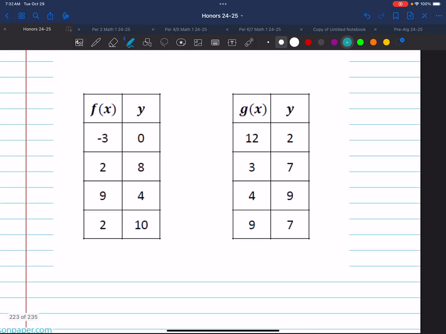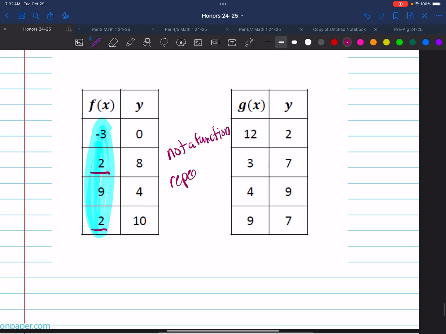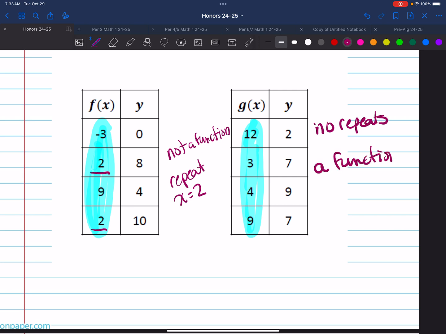All right, in this next one, we got a table of values. So we got these guys right here. We are looking for any repeats. We have repeats at the 2's, so this is not a function. If I drew these dots on a graph, it would fail the VLT. Looking at our next one here, we have 12, 3, 4, and 9. There are no repeats, so it is a function. So if I graphed all these points, nobody would be overlapping above and below.